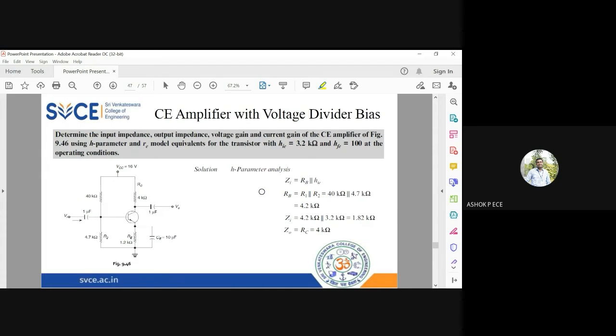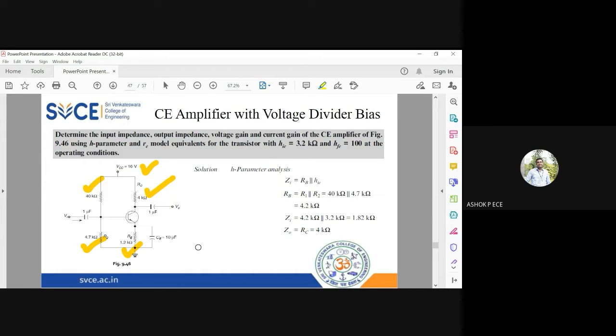Signals. So one small problem we will do. The circuit is given. R1 is 40K, R2 is 4.7K, RC is 4K, RE is 1.2K, VCC is 16. Other capacitances are not required because we don't use them for H parameter analysis. This is just given for the design perspective.